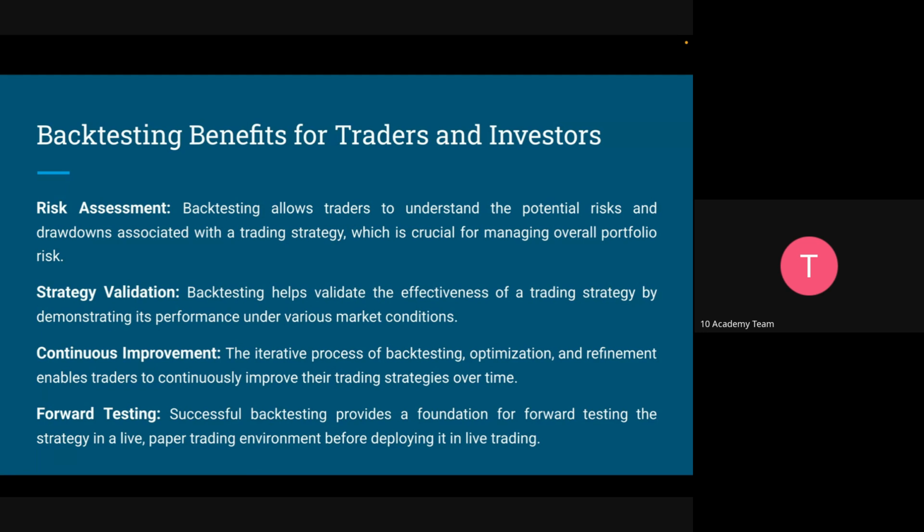Forward testing: successful backtesting provides a foundation for forward testing the strategy in a live paper trading environment before deploying it in live trading. Like we said, before applying it to live trading, you are able to test the data up to, say, if you are planning to use it for trading that is going to happen tomorrow, you can test your strategy till today. Of course, the market can go very high tomorrow or very low tomorrow. That is the risk that you take.